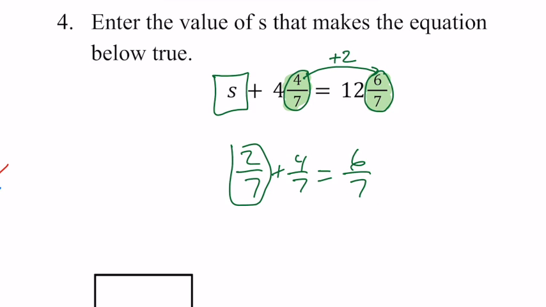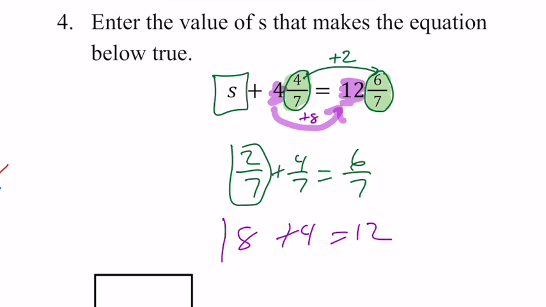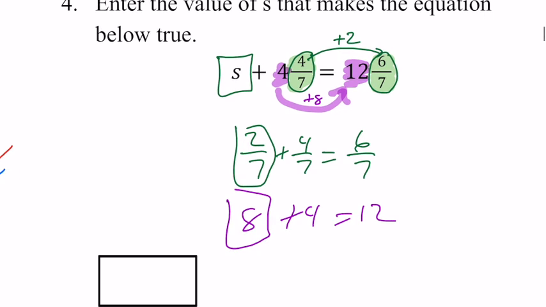Then I'm going to split this and be like, all right, well, how did I get 12? Well, how did I get from 4 to 12? Well, in this case, I just simply had to add 8. So then I can say 8 plus 4 equals 12. So if I have this as my number, I can enter the value and say, oh, my answer is 8 and 2/7.